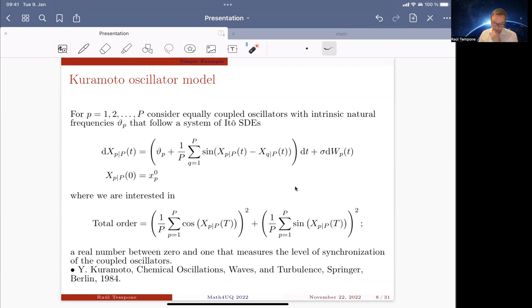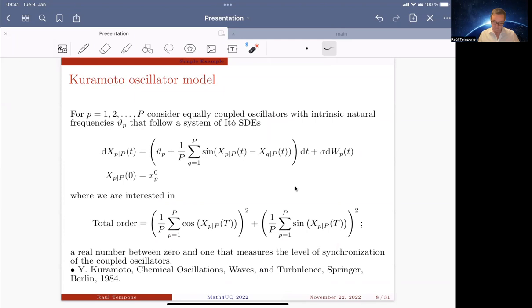In this case, essentially what one is trying to see is whether the system goes into total chaos or there's some kind of synchronization. And the total order quantity that one tries to compute an expectation of is given by this thing. When it gets close to one, you're close to order. And when it gets to zero, you're unsynchronized. All right. So let's see.